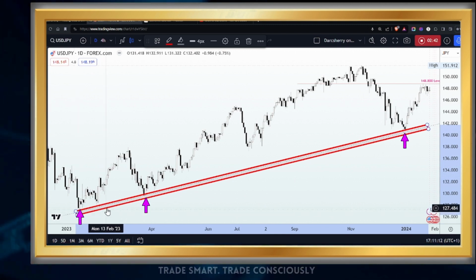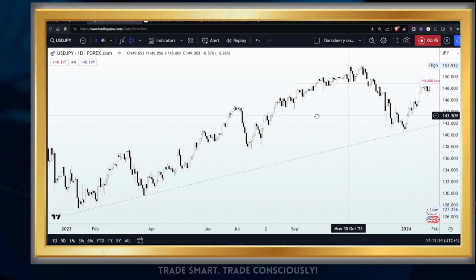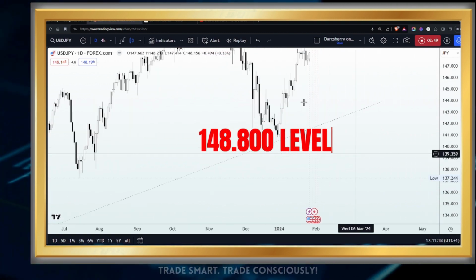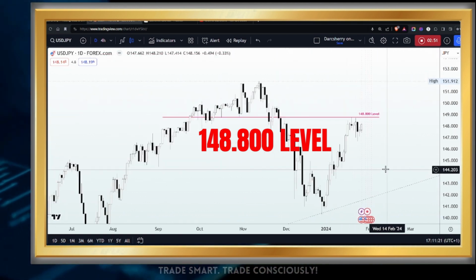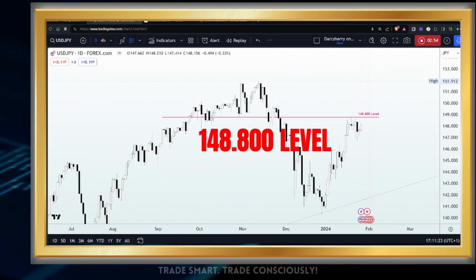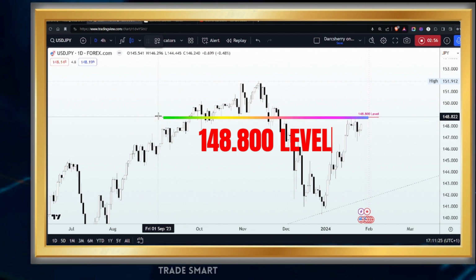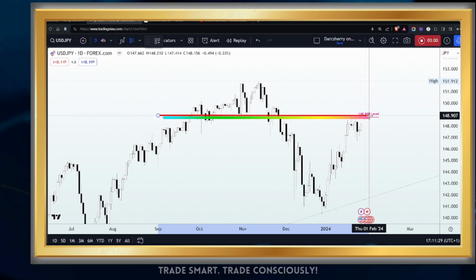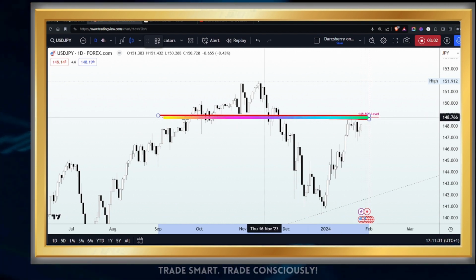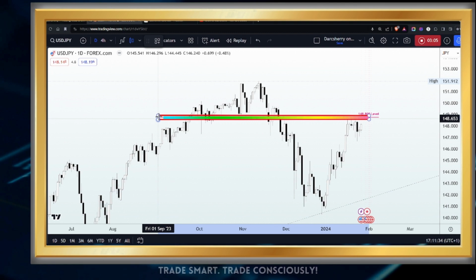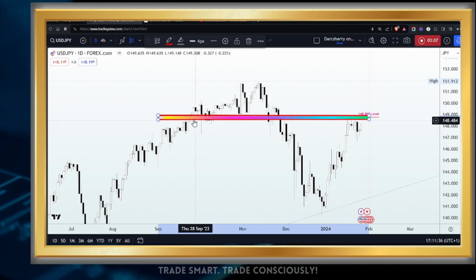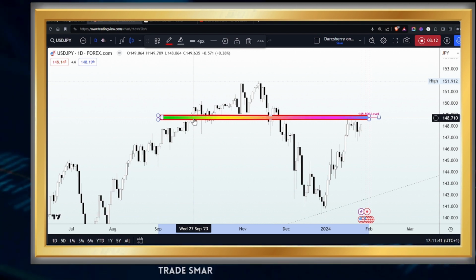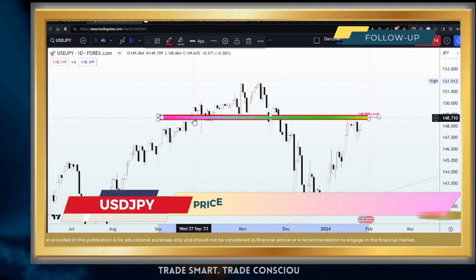In addition to this trend line, we have our key level for this week, which is situated at that psychological area around the 148.800 level, which we shall be using as a yardstick to guide our trading decisions for this week. And of course, if you look at how crucial this level is, you'll see how it had played a major role in determining the direction of price action since the month of September of last year.